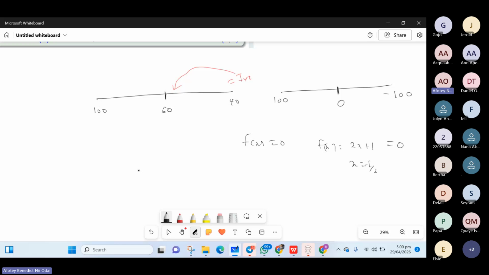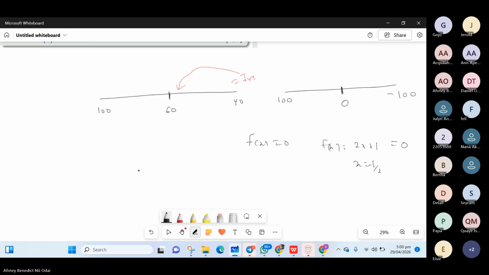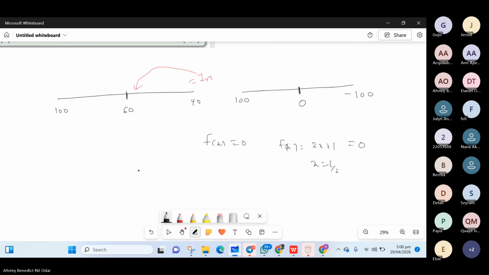Now, for... what was I even talking about? Okay, yes. For a function to have a solution, we equate that function to 0. So 2x plus 1, we equate to 0, and we get x is equal to negative half.